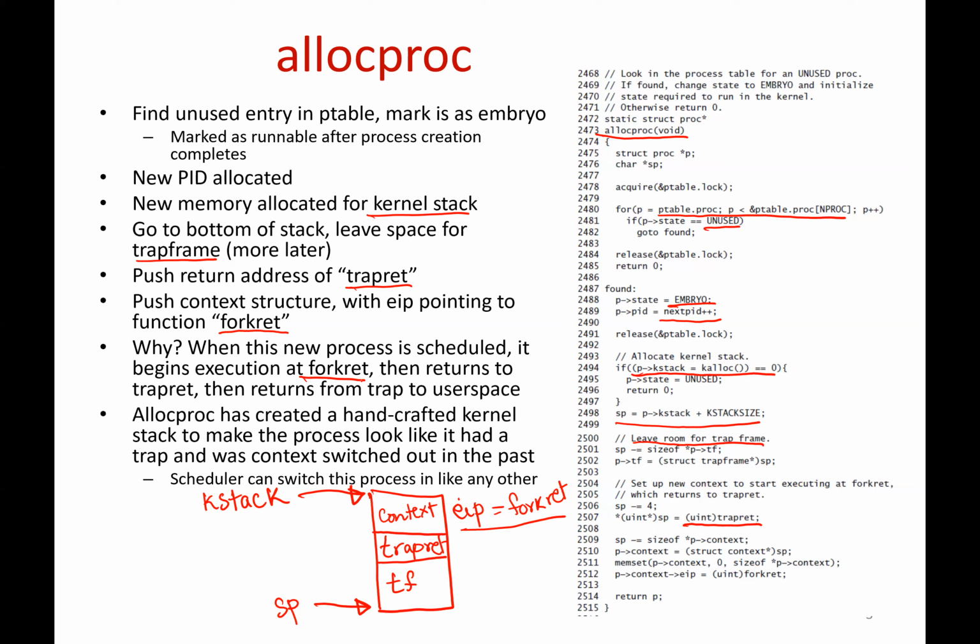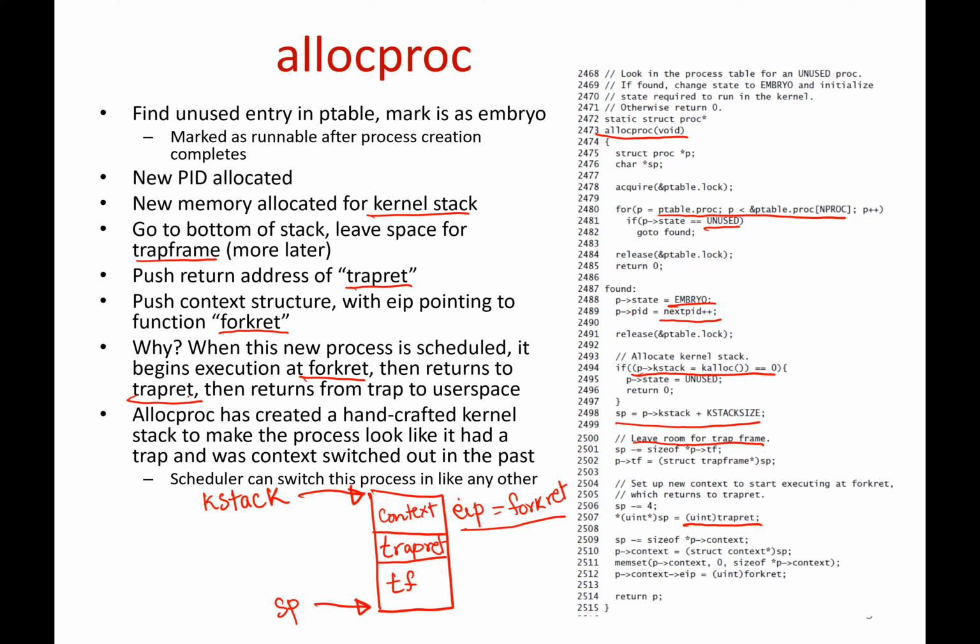And then after you return from a function, what do you do next? You will once again pop whatever is there on the stack. This is the return address. After returning from forkret, you will go to trapret. And what does trapret do? We've seen trapret in the past. It pops the trap frame and returns back to user space, right?